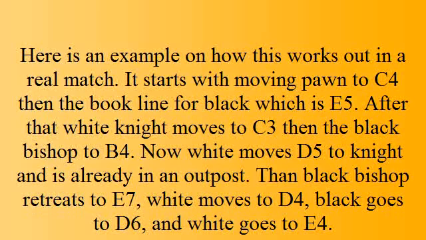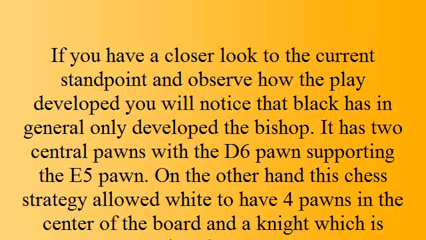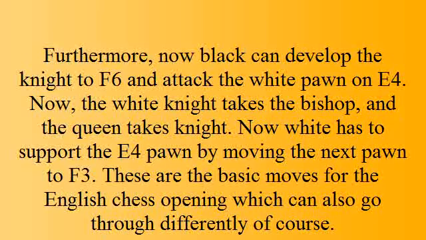If you have a closer look at the current standpoint and observe how the play developed, you will notice that black has in general only developed the bishop. It has two pawns, with the d6 pawn supporting the e5 pawn. On the other hand, this chess strategy allowed white to have four pawns in the center of the board and a knight which is placed at d5. Furthermore, now black can develop the knight to f6 and attack the white pawn on e4.